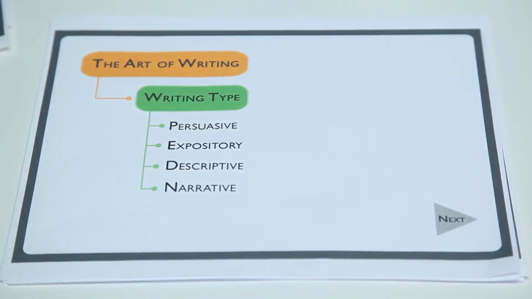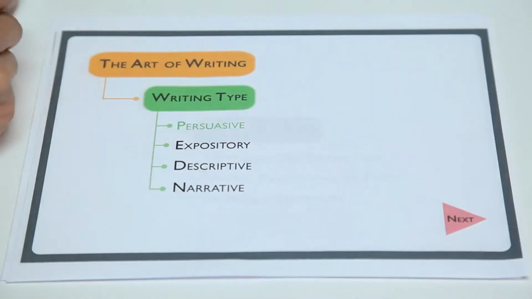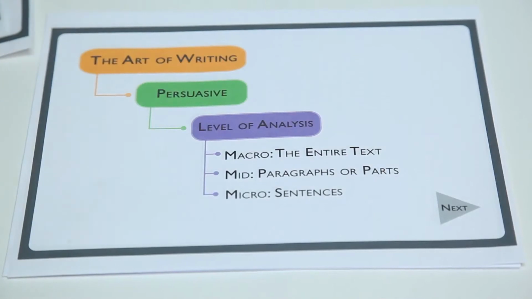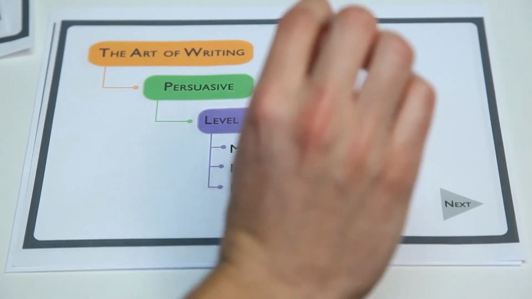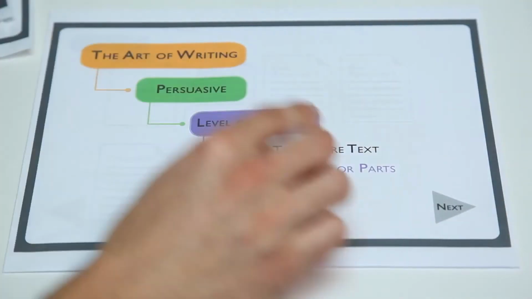Then you will select a type of writing from persuasive, expository, descriptive, or narrative. We will select a persuasive essay. We'll click Next. And finally, you'll be prompted to select a level of analysis. We are going to select mid-level, which will analyze paragraphs or parts of the text.